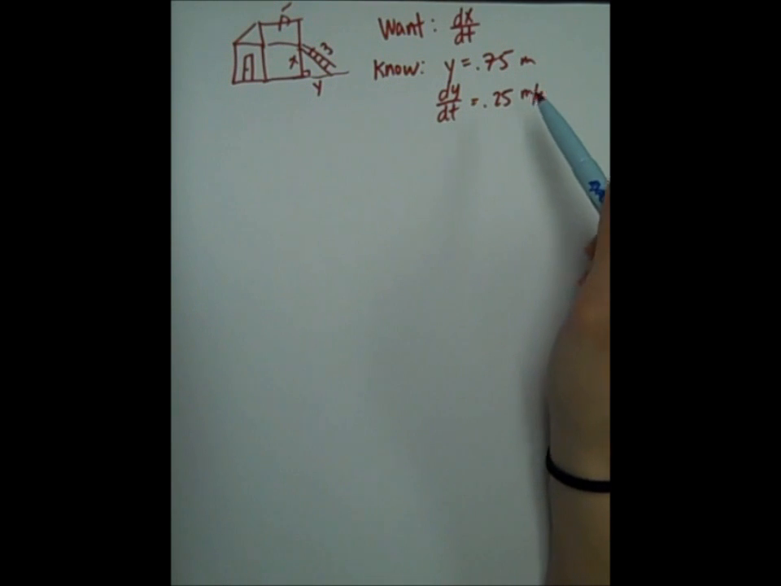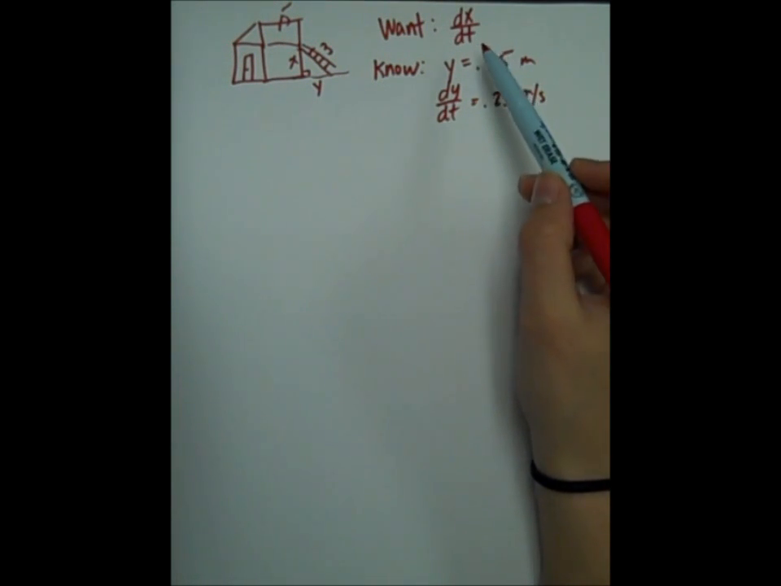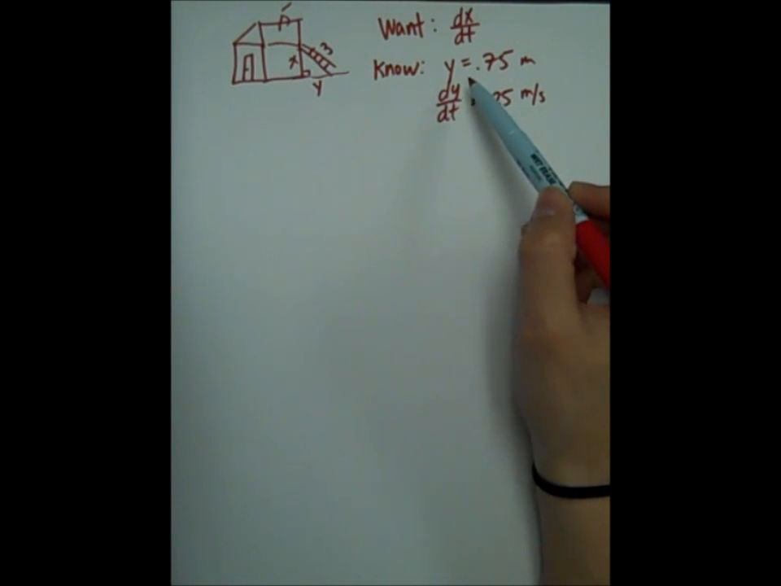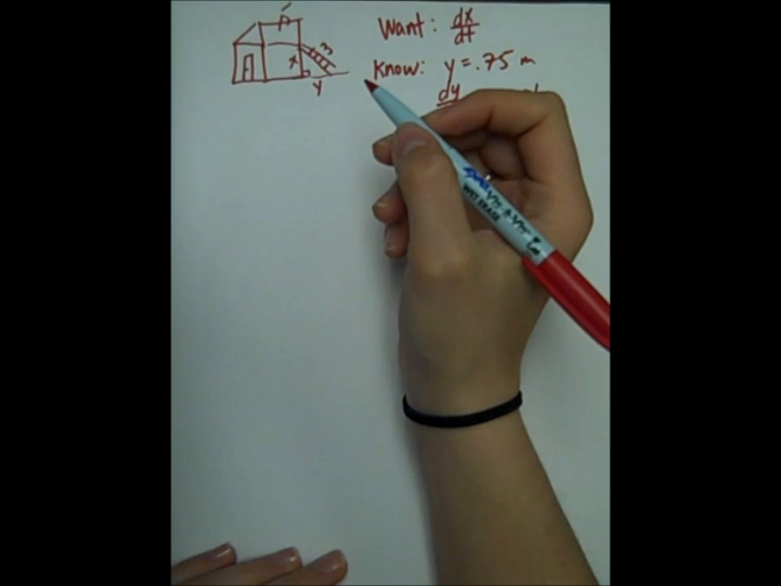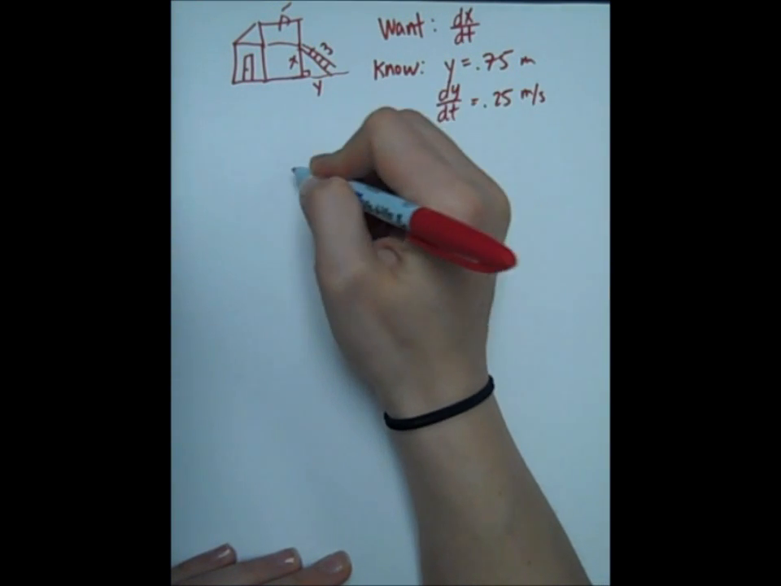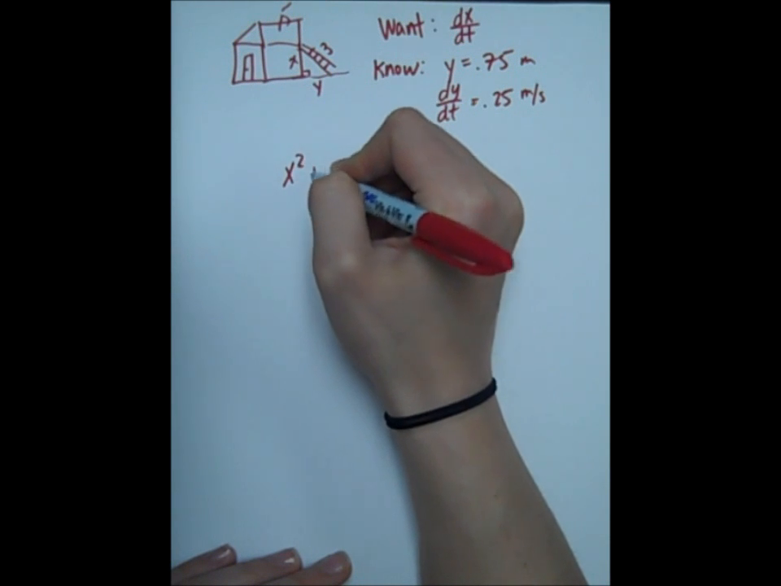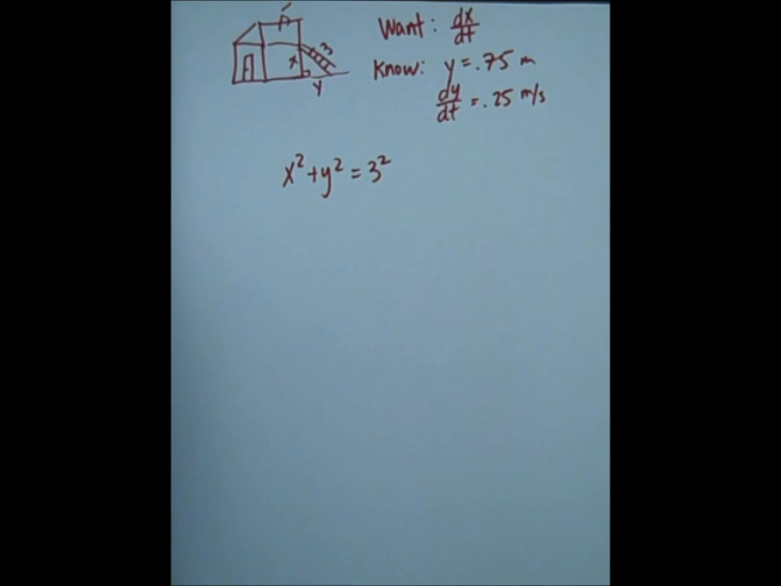Now let's see. Can I find some sort of equation that's relating x and y? So let's see here. I know that x squared plus y squared is 3 squared. That's just from the Pythagorean theorem. So there's my relation.